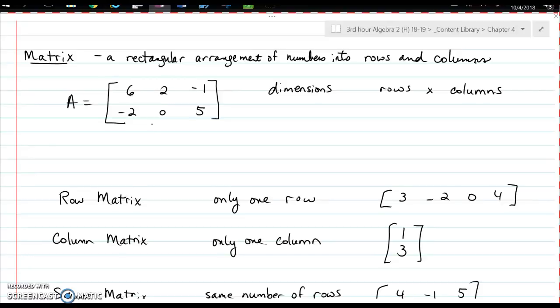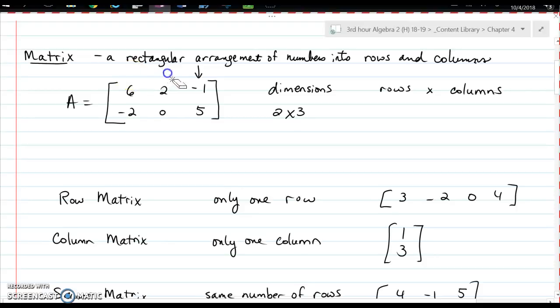So notice that this matrix has 2 rows. Notice rows go horizontally. 1, 2, everybody see that? And then we have 3 columns. 1, 2, 3. Columns go down vertically. So the dimensions of a matrix are how many rows by how many columns. Since this matrix has 2 rows and 3 columns, we say that this is a 2 by 3 matrix. That's what we say. Okay?